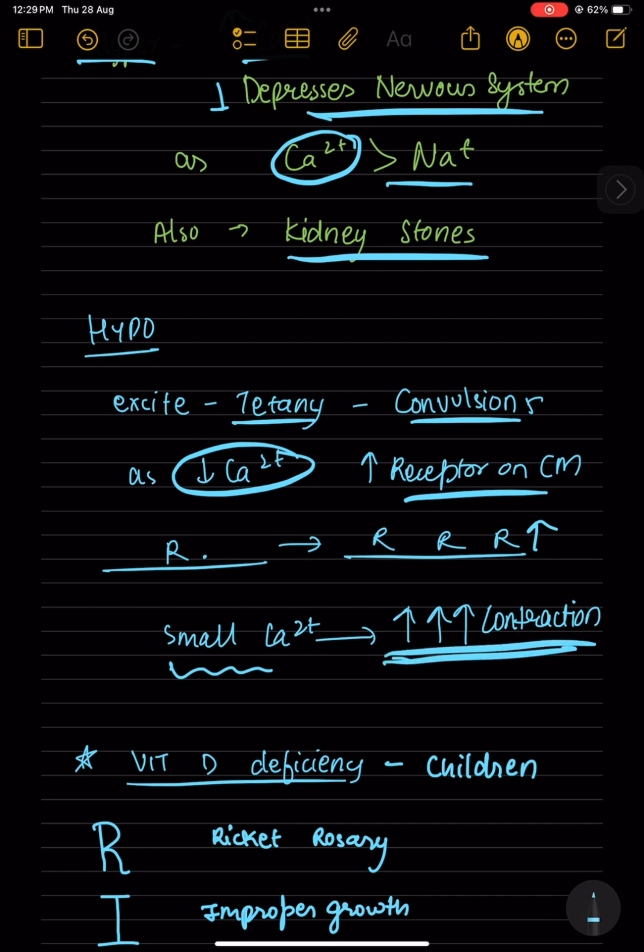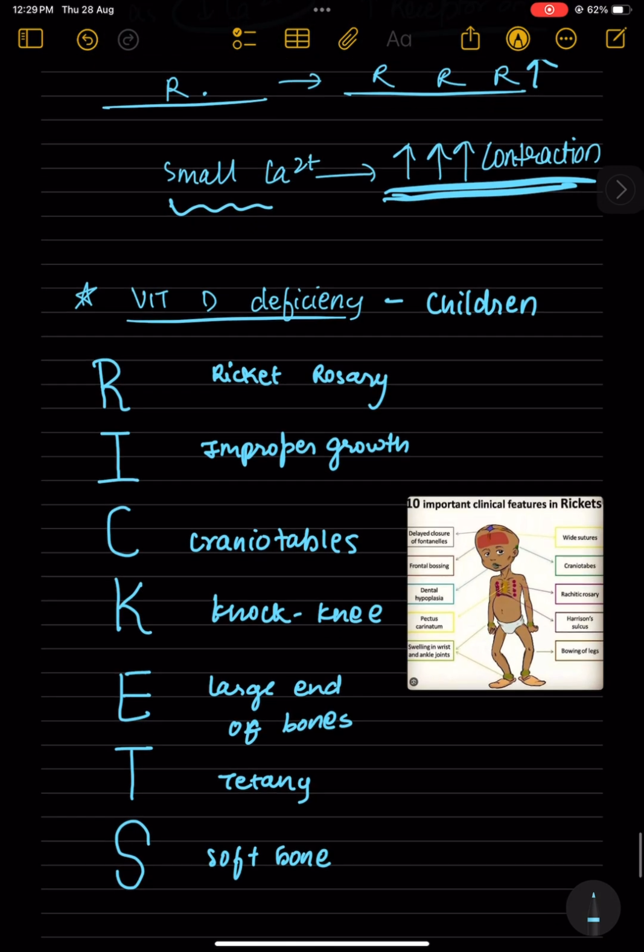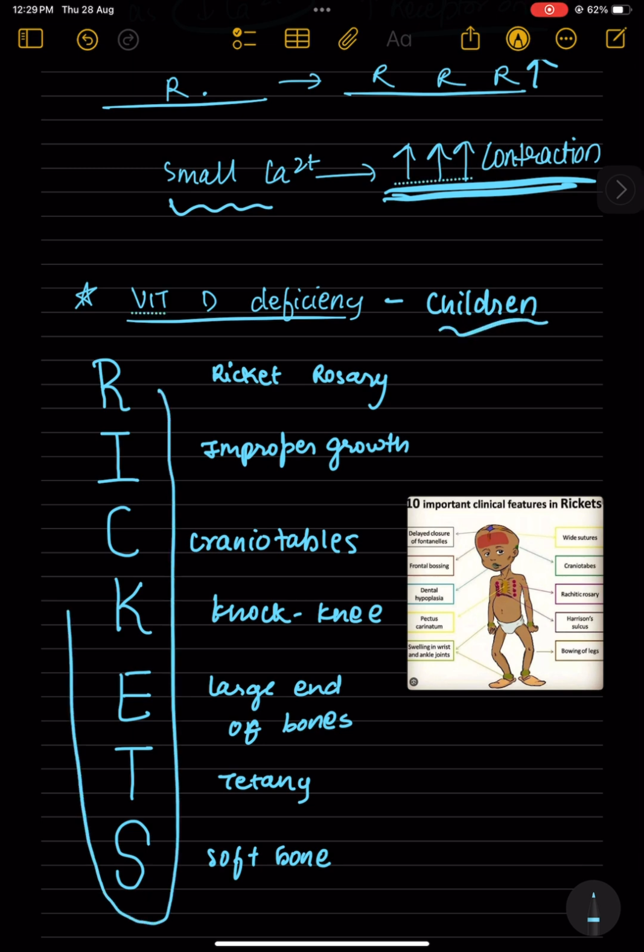Vitamin D deficiency in children can lead to rickets. Now, this rickets itself can be used as a mnemonic to know its symptoms, such as R stands for rachitic rosary, I from improper growth, C for craniotabes. Craniotabes is protrusion of the frontal of the head. Knock knee, these are knock knees or the bow legs.